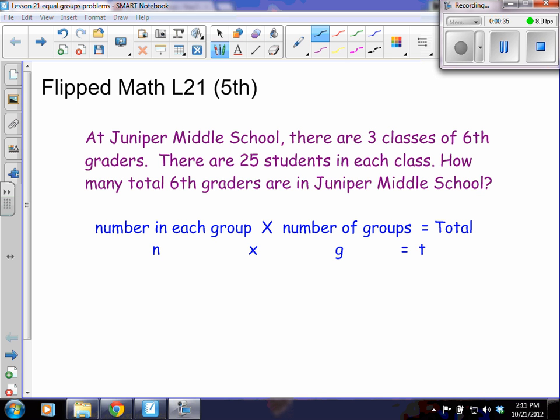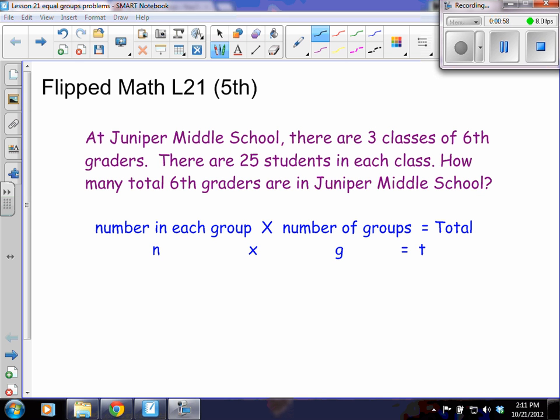So we have a group of information and we have a new formula in front of us to help us understand this. Our new formula is the number in each group times the number of groups equals a total, or n times g equals t. And so we can start looking at the information in this problem.